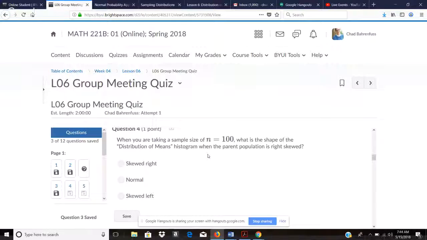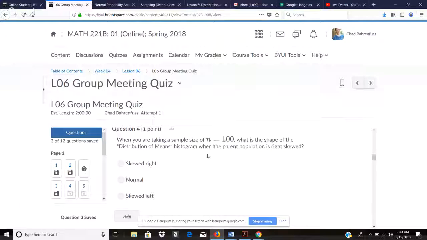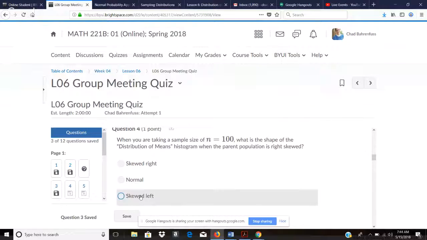Okay, let me look. Can you say it one more time, Anna? I'm sorry. Size B, that one is 100. Then even though it's right skew, it would be normal. It would still be skewed left. Yeah. Because it's a larger number, right?